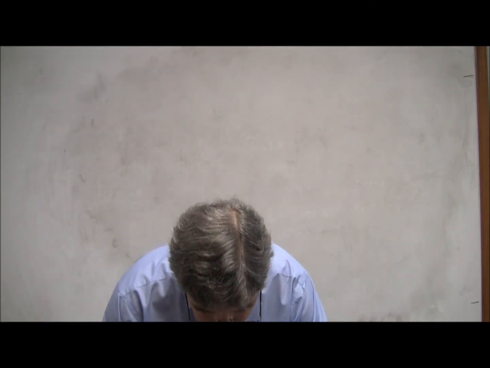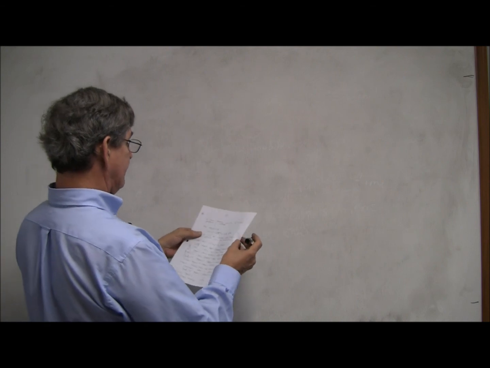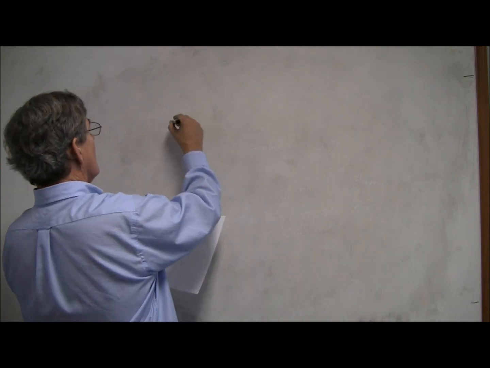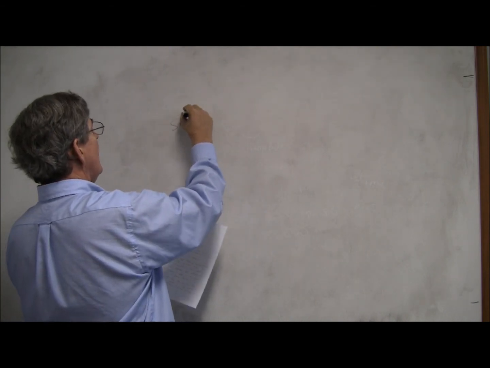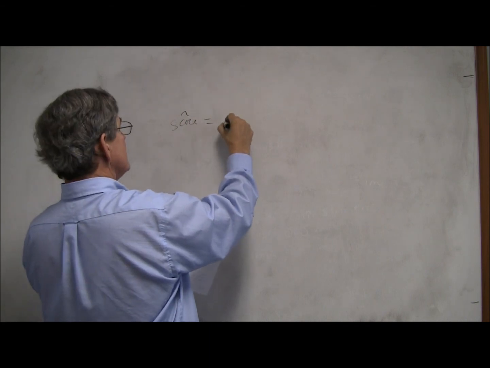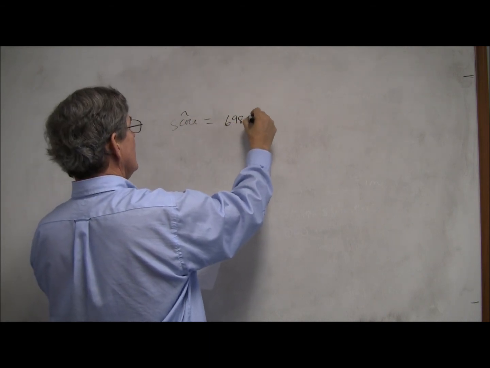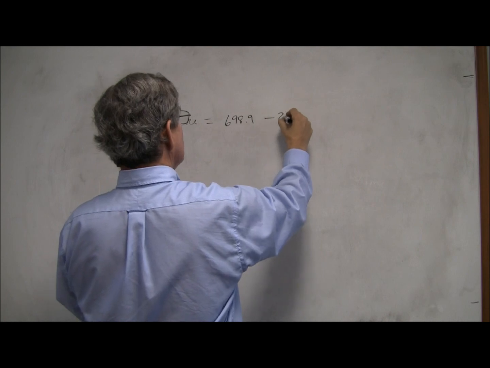And so there's differences between forecasting and other uses. For instance, you might run score hat equals 698.9 minus 2.28.